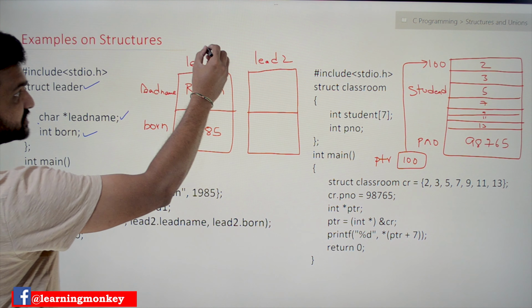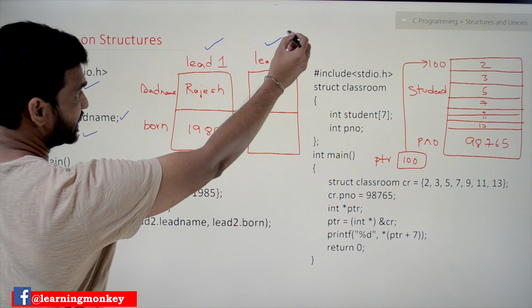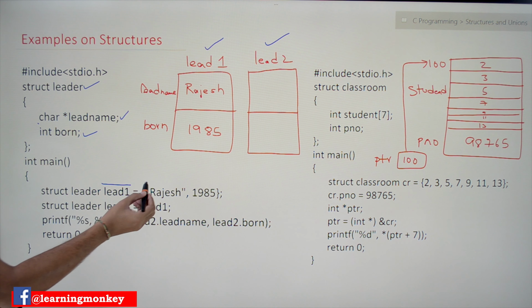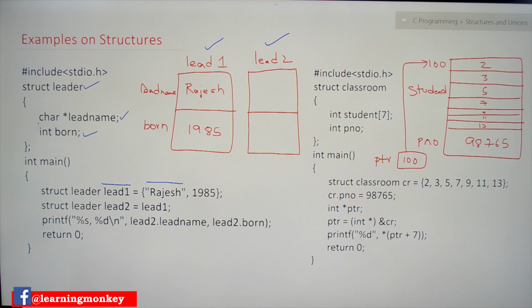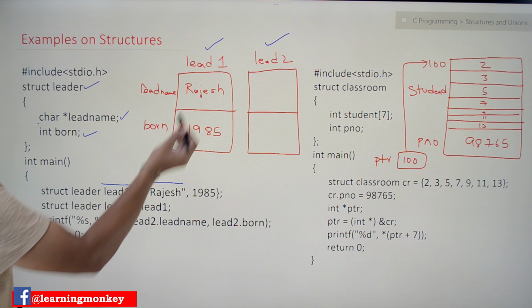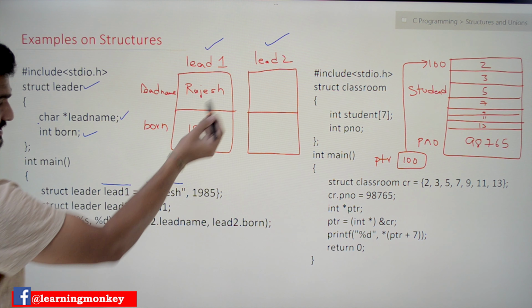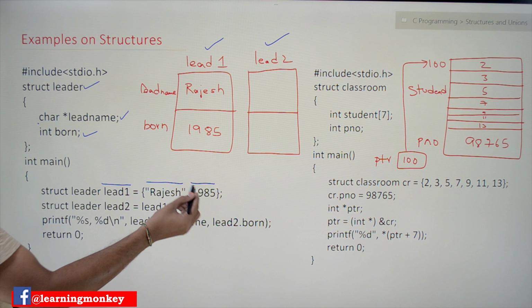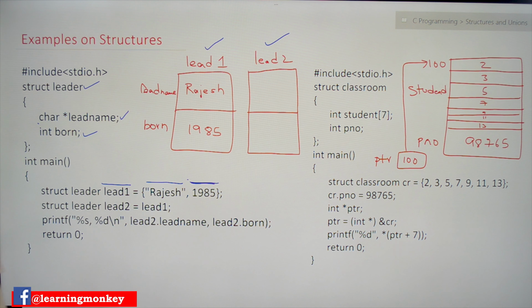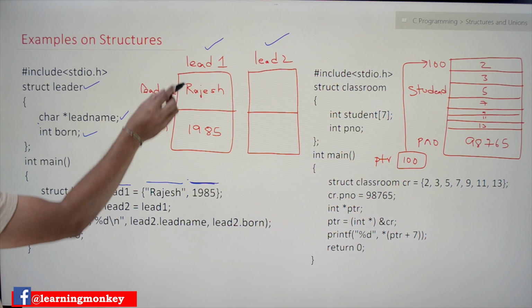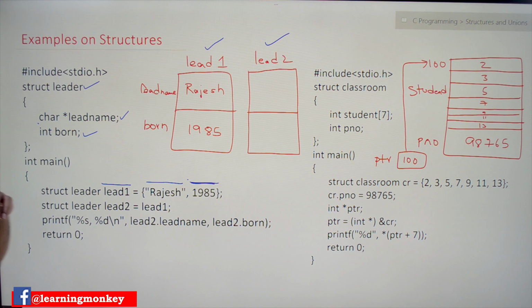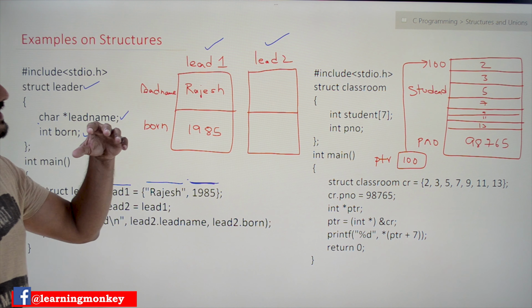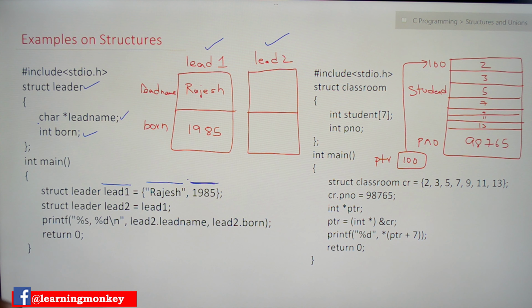This is the first variable lead1 and this is the second variable lead2, and lead1 is assigned values. The lead name is given as Rajesh, and lead born, the year of birth of the leader, is given as 1985. So this is how the structure is going to be after declaring, defining and assigning the values into the structure members.